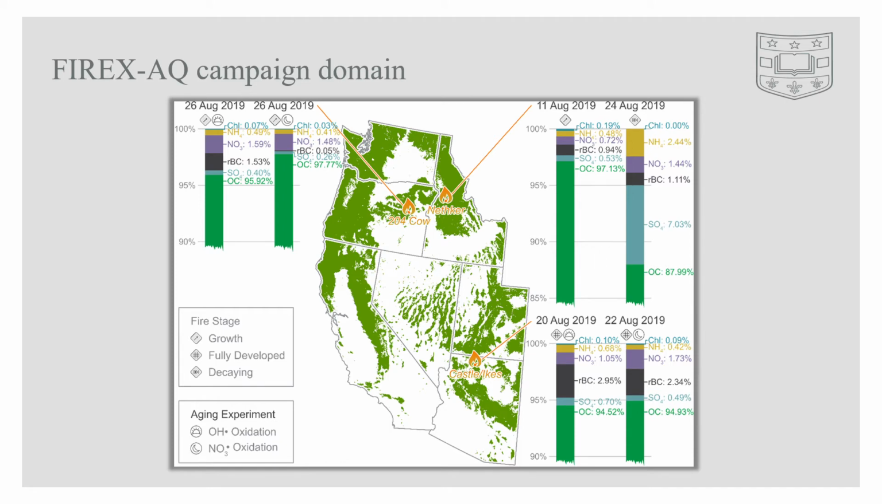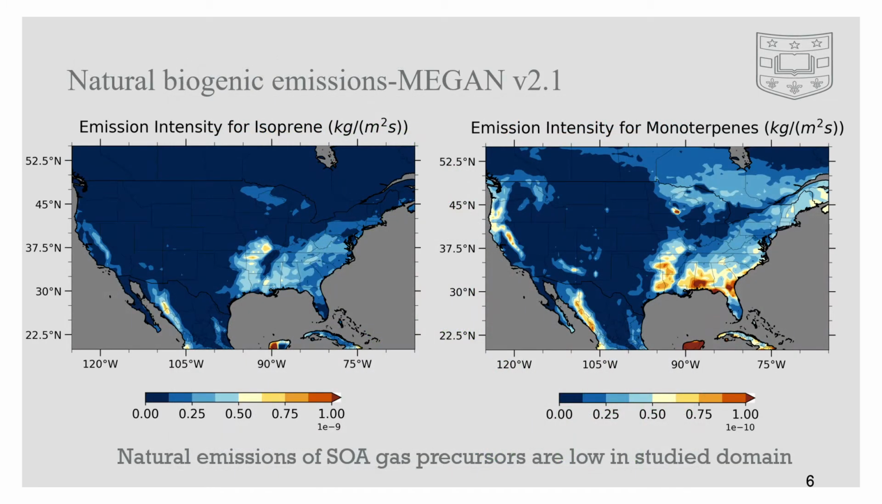The studied West US FireXAQ domain and the experimental sampling period are shown in this figure. We first take a look at those secondary organic aerosol gas precursors from the background biogenic emission. Natural biogenic emission was compiled by MEGAN version 2.1. This model provides the emission intensities of the major organic gas species, which can further generate secondary organic aerosol. In this slide, I show the emission intensity map for two dominant types of those gas species, isoprene and monoterpenes.